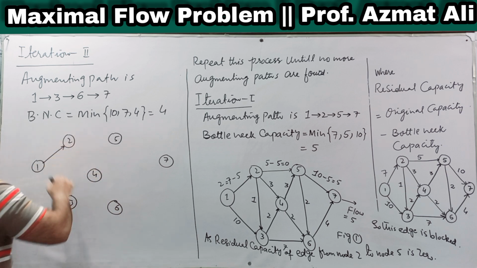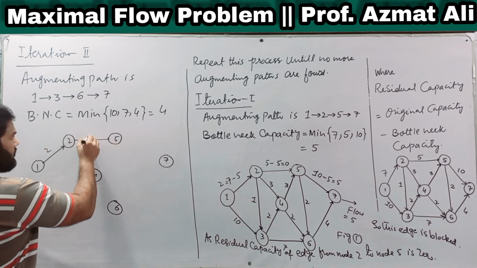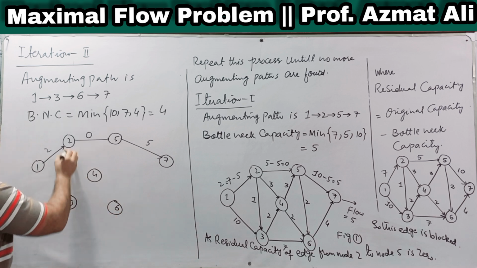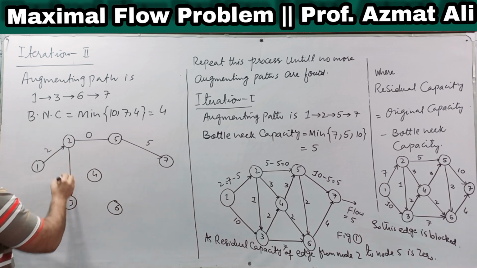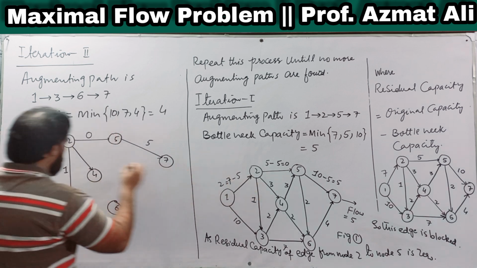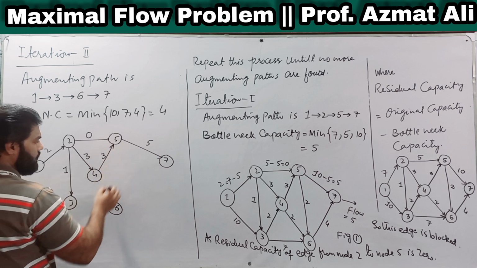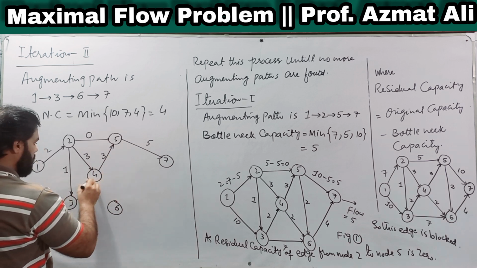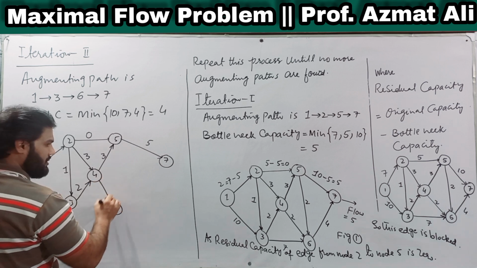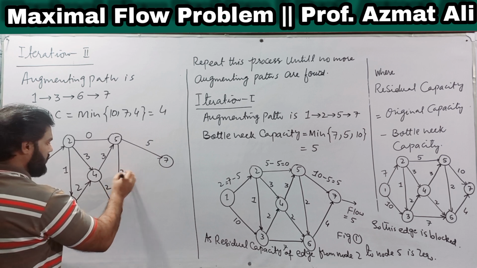Node 1 to node 2, now the capacity is 2. Node 2 to node 5, capacity is 0. Node 5 to node 7, capacity 5. Node 2 to node 3, capacity is 1. Node 2 to node 4, capacity is 3 units. Further, this capacity is 3 units. Node 3 to node 4, capacity is 2. Node 2 to node 6, capacity 2. Node 5 to node 6, capacity is 2 units.